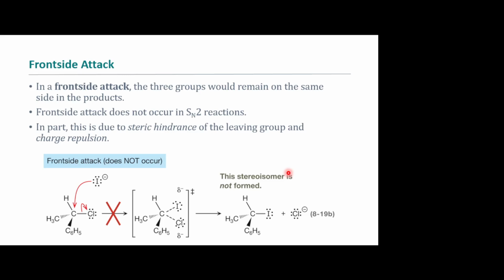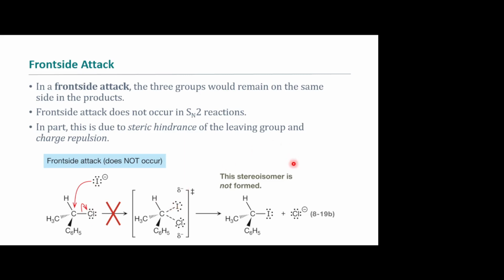Front side attack. This does not occur in an SN2 reaction. So in a front side attack, the three groups would actually remain on the same side of the product. There are a few different reasons for this, but steric hindrance is a very large part of it. If you did a front side attack, it would have to come in on the same side that your leaving group leaves. The other part of this is charge repulsion. Remember, the chloride is going to have a partial negative charge here, and it's the one that's building up negative charge when you put this on. And so you'd have both your negative charges right next to each other, and that's going to be very, very unstable.